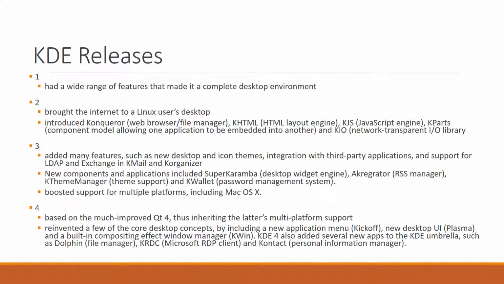Release 3 added many features such as new desktop and icon themes, integration with third-party applications, and support for LDAP and Exchange in Kmail and Korganizer. New components and applications included Super Karamba, Aggregator, K-Theme Manager, and K-Wallet. It also boosted support for multiple platforms, including Mac OS X.